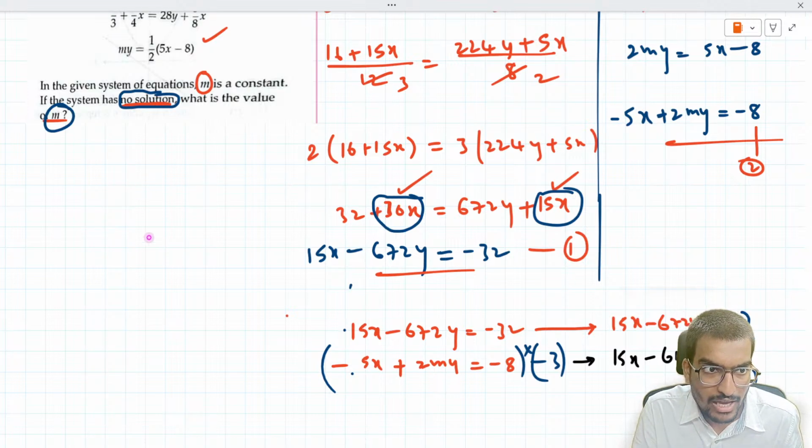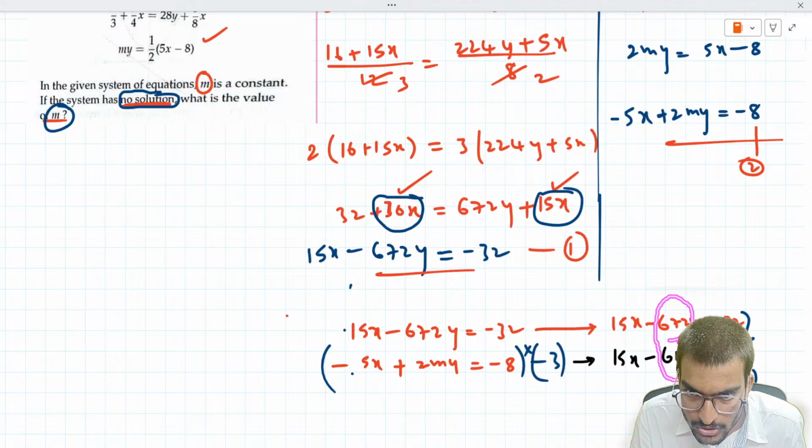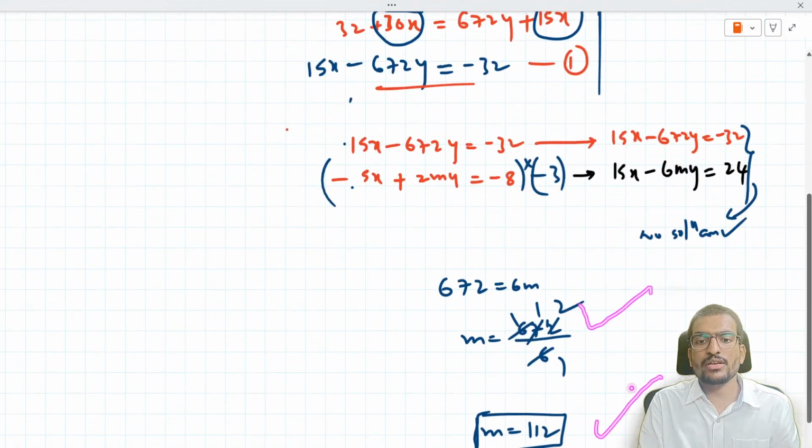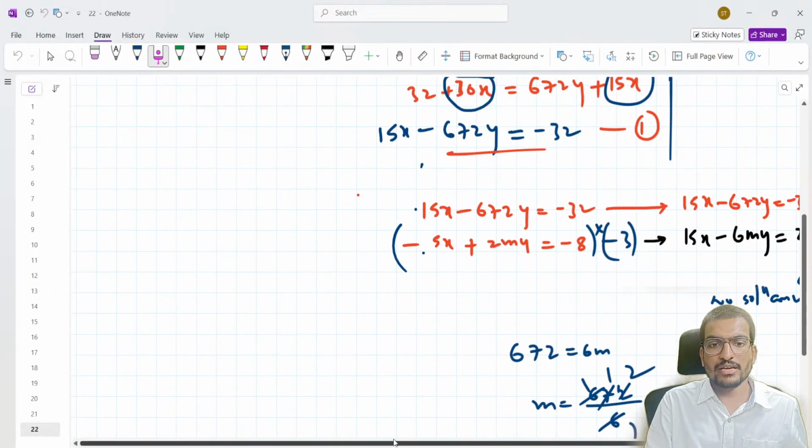Now we need the value of m. M is connected with the y term. So 672 equals 6m. If you solve that, you get 112. So we are done with exercise 1. We'll start exercise 2 soon.